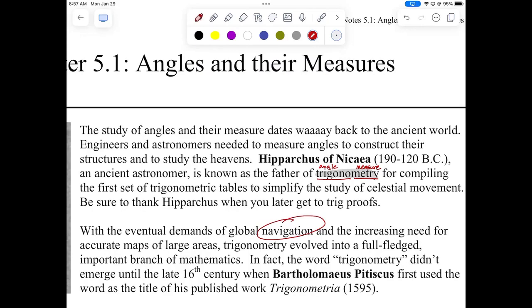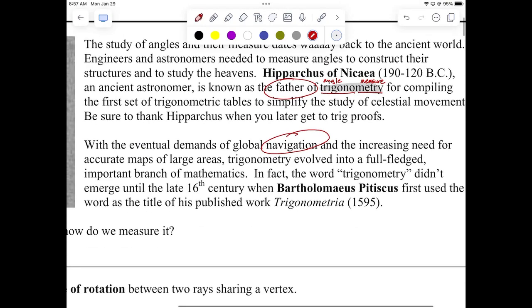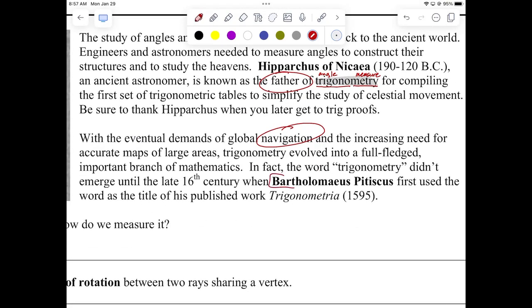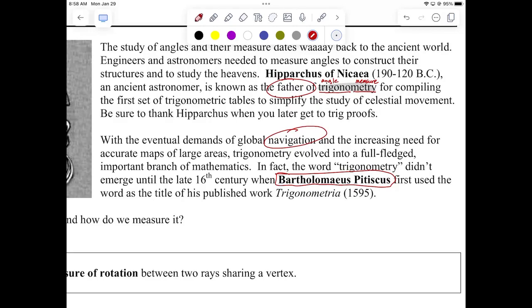Okay, so the word trigonometry, even though Hipparchus is known as the father of trigonometry, he's the pappy of trigonometry. The word didn't come about until another guy. Look at this name. We don't use this name much anymore today, do we? We call him maybe Bart or Bartholomew, but this guy's name was Bartholomeus Pitiscus. He was the first one to use the word trigonometry much later. So the math came first and the name of it came later.